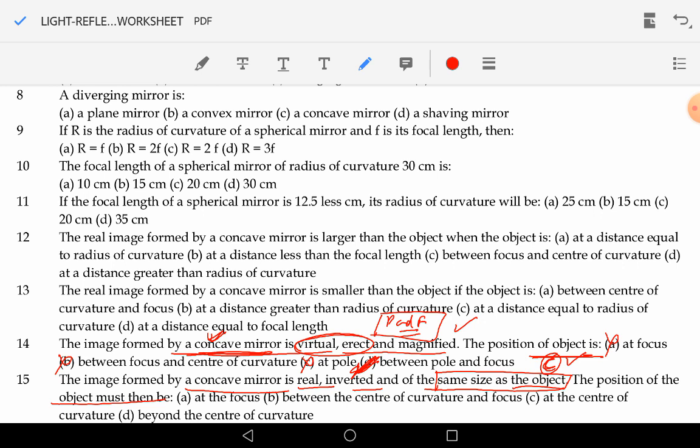The position of the object must be at focus, no, because when you keep it at the focus, the image is highly magnified. Between center of curvature and the focus, not at all, because in this case, the object is kept between C and F, the image will be formed beyond C, but it will be enlarged. This is also wrong. At center of curvature, so we got our answer, but let us read the D part. Beyond center, no, the image will be diminished. So in this case, our answer is option number C.